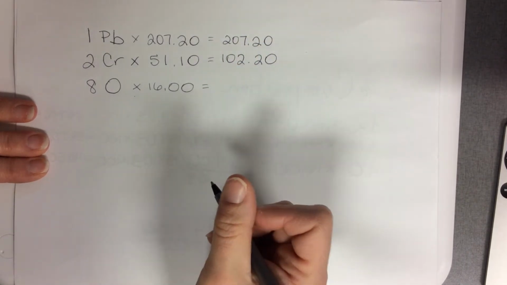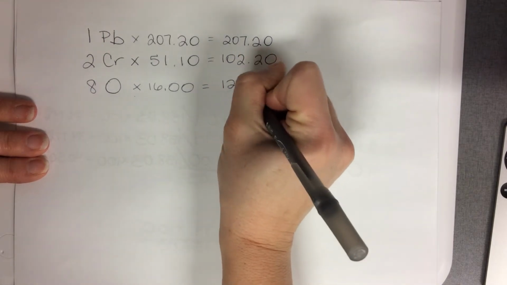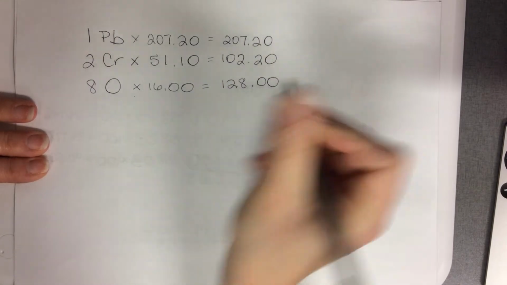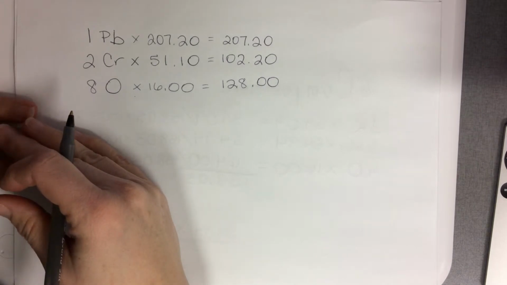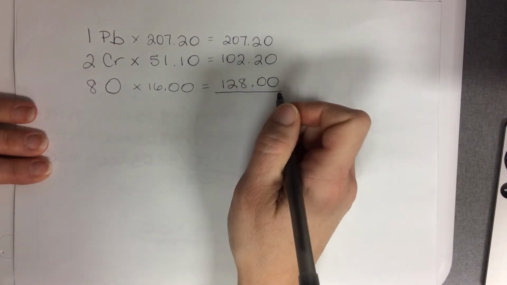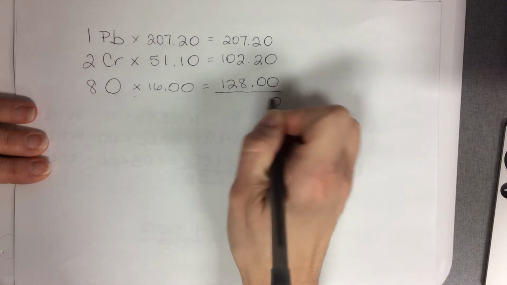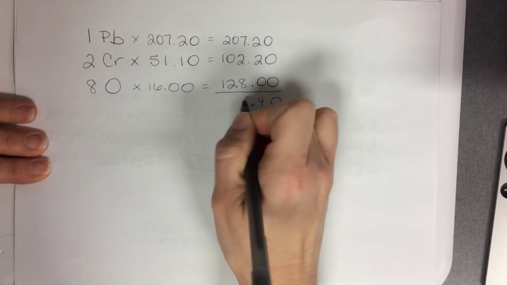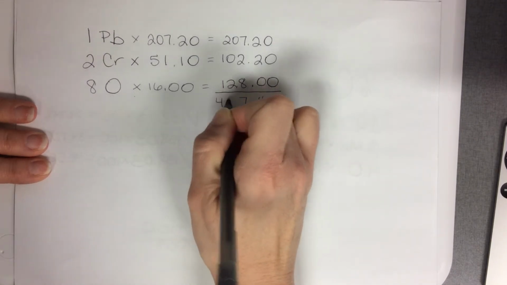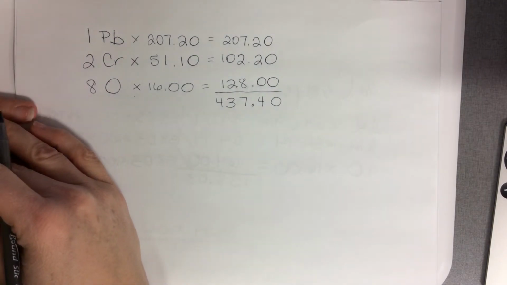And 8 times 16.00, I get 128.00. All right, Deshaun, what am I going to do with these 3 numbers now? Add them up. And that number that we get is called the what? Molar mass. And it's 437.40. All right. Good?